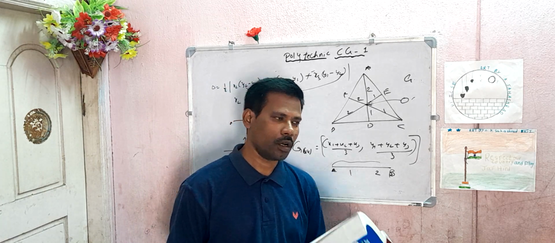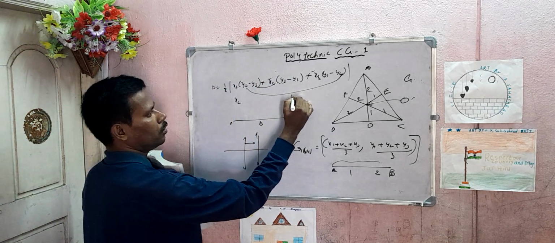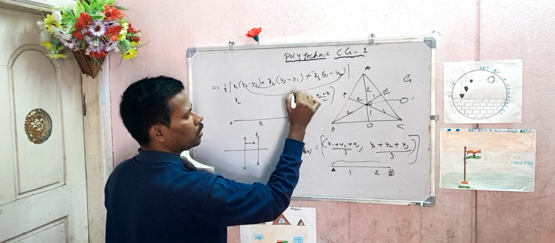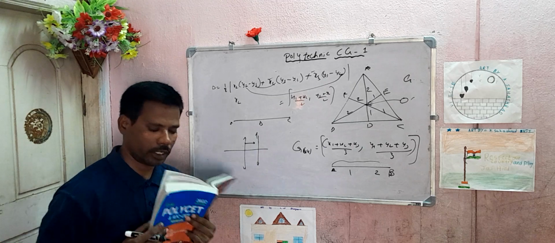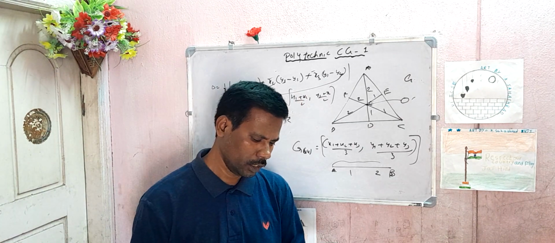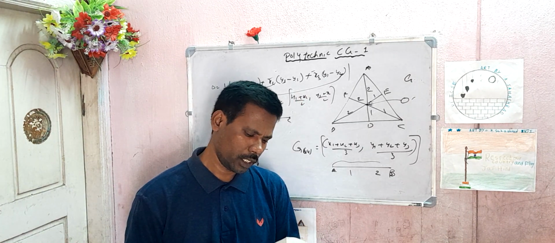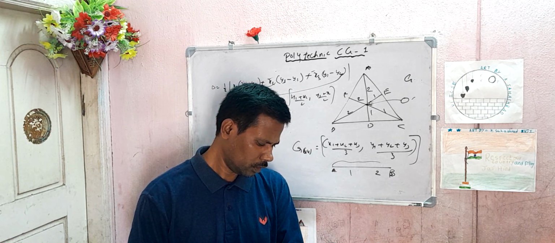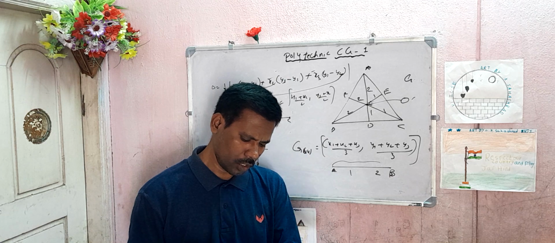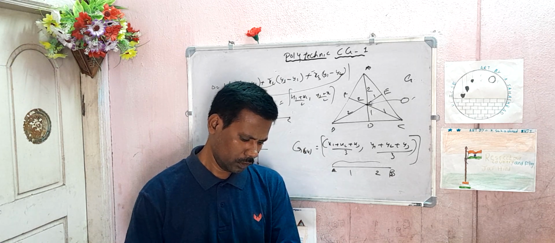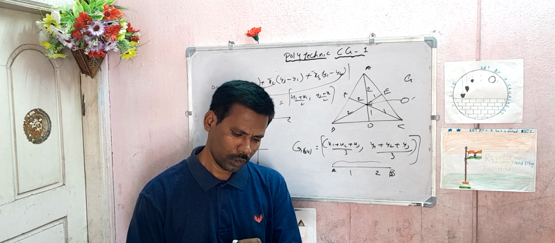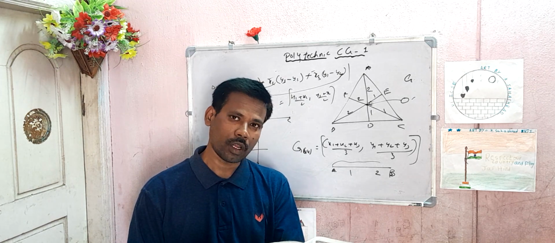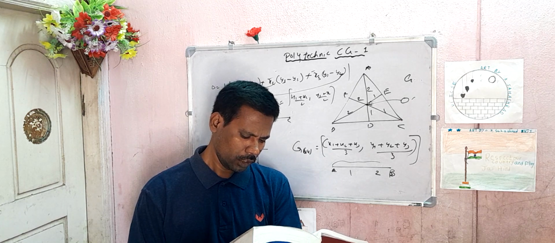And the midpoint formula, you already know what is meant by midpoint: (x1 plus x2)/2, comma, (y1 plus y2)/2. This you have learned in 9th class already. Trisection also I have discussed. Distance formula, once again I am repeating, we have already discussed.